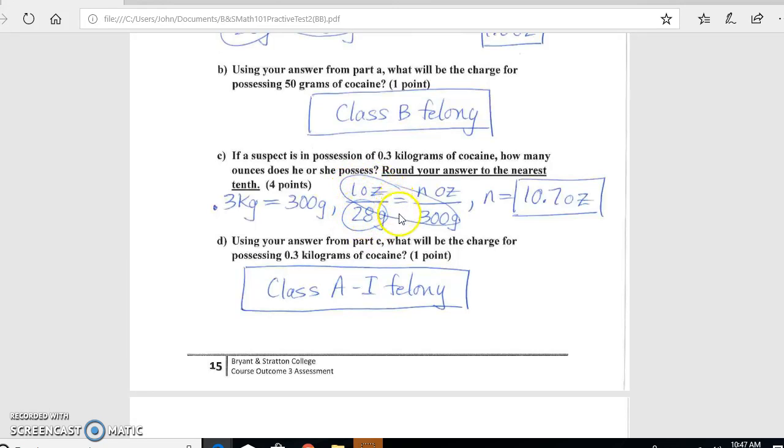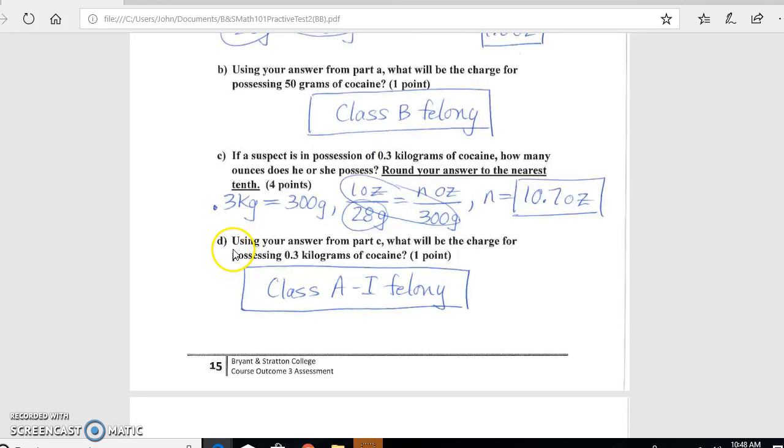We set it up this way, and we have 300 grams. We put that on the bottom because we have grams on the bottom over here, and we're going to solve for the number of ounces. We always look at the two numbers across from one another. We multiply them, then we divide by the leftover number, and that solves for the number of ounces here, which is going to be 10.7 ounces. And so that is 0.3 kilograms is equal to 10.7 ounces.